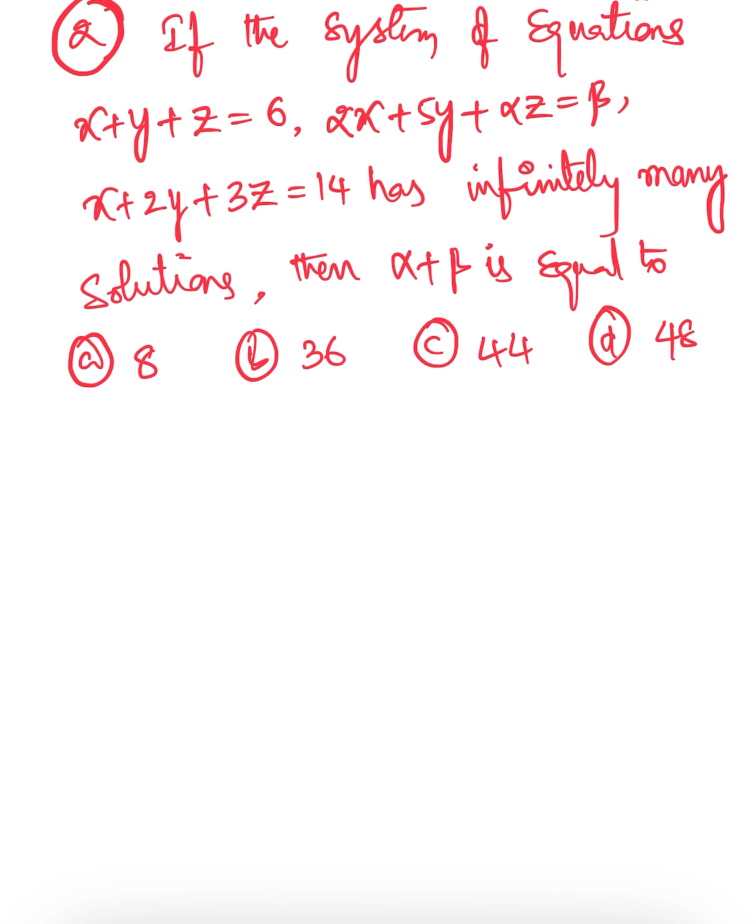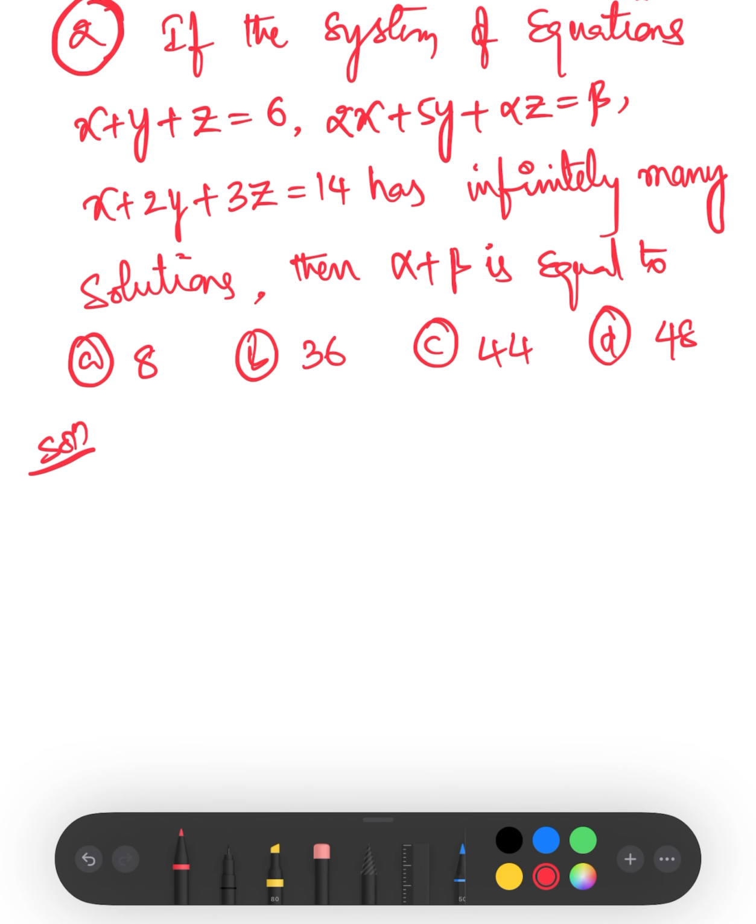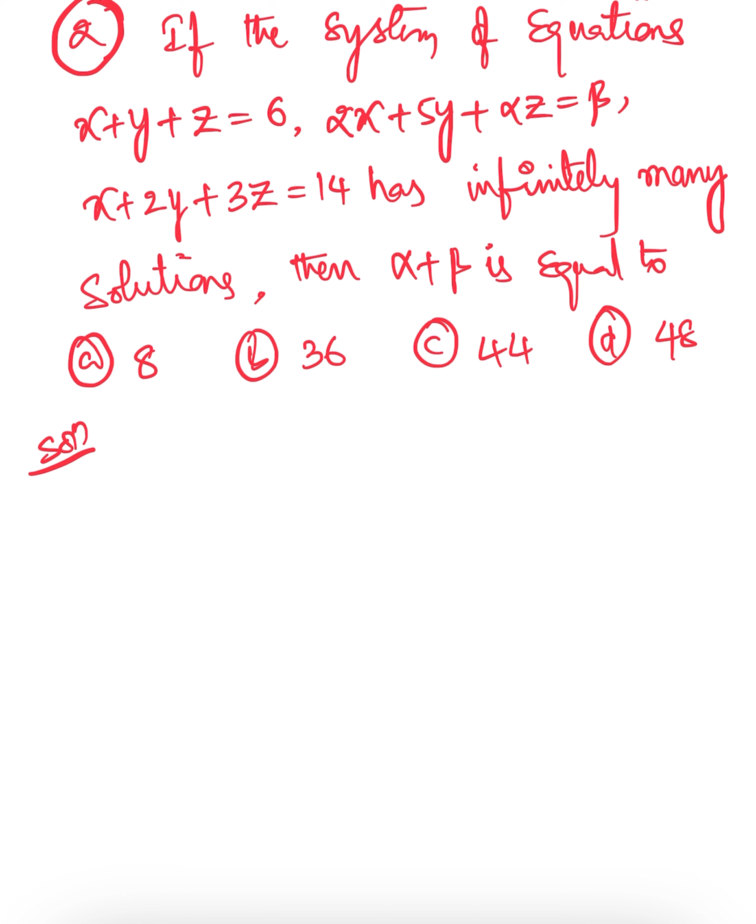Now see the question. If the system of equations x plus y plus z equal to 6, 2x plus 5y plus alpha z equal to beta, x plus 2y plus 3z equal to 14 has infinitely many solutions. Now that is a very interesting question. If it is having infinitely many solutions, clearly delta equal to 0 means det equal to 0, and delta 1 equal to 0, delta 2 equal to 0, delta 3 equal to 0.